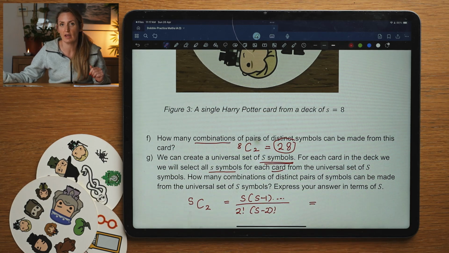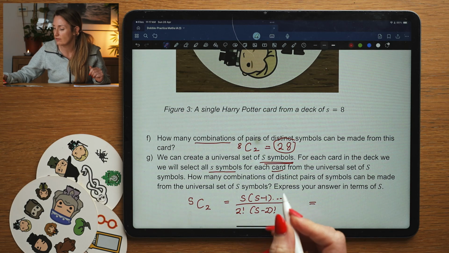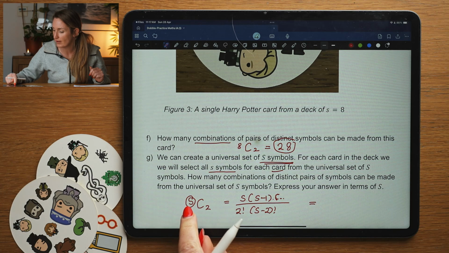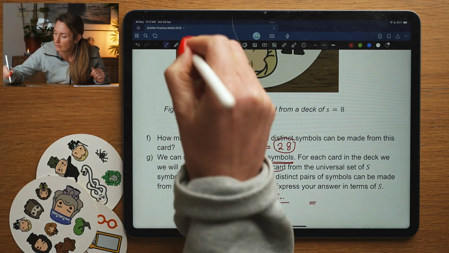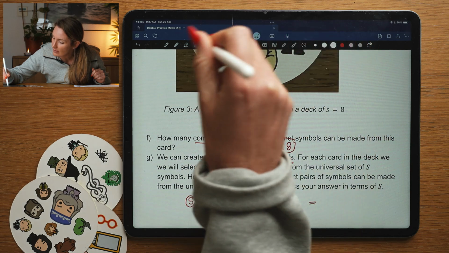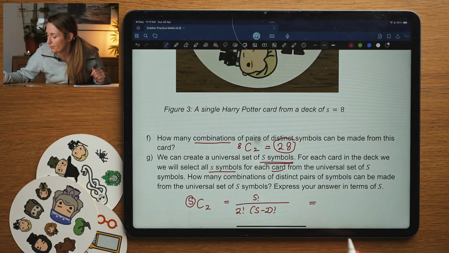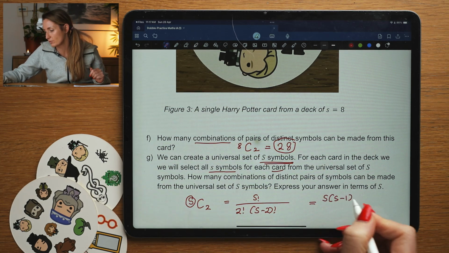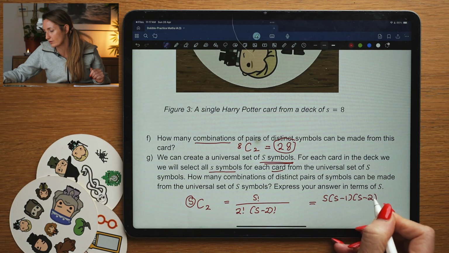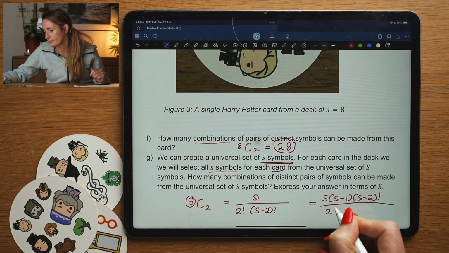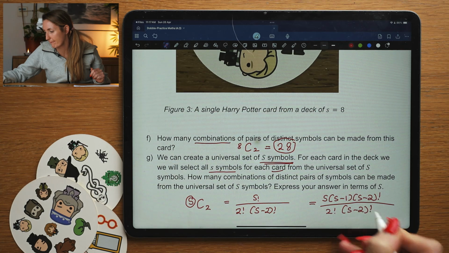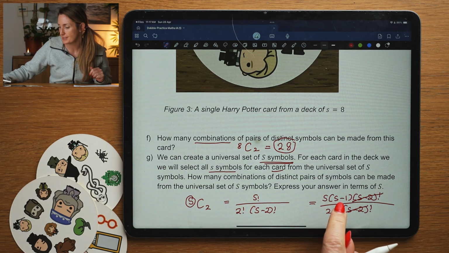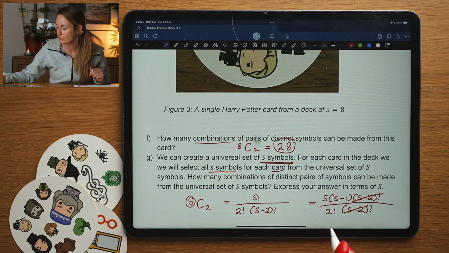Well, there's a really neat trick for simplifying combinations, which is if I open up my larger factorial, my S factorial, in fact, I'll start by writing that slightly as S factorial, if I open up my larger factorial as far as my smaller factorial, so S minus 1 up to S minus 2 factorial, okay? I can cancel these down, and that will leave me with the expression big S times S minus 1 over 2 factorial, which is just 2.